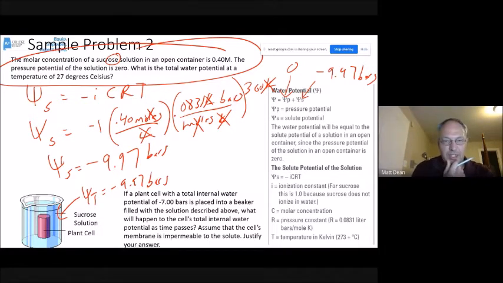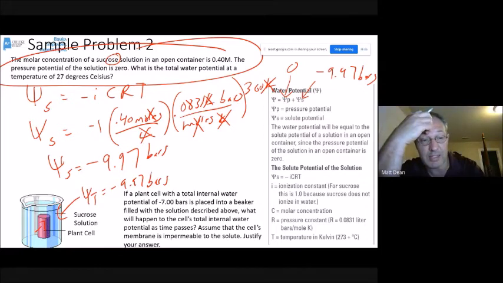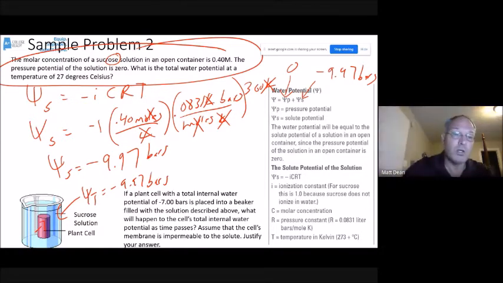If a plant cell with a total internal water potential of -7, so inside this cell the water potential is -7, what will happen to the cell's total internal water potential as time passes? Assume the cell's membrane is impermeable to the solute. So we're asking a different question here. First of all, we've got to think about what's going to happen to water. Is water going to move into or out of the cell? And the answer is, since -7 is a bigger number than -9.97, water is going to move out.